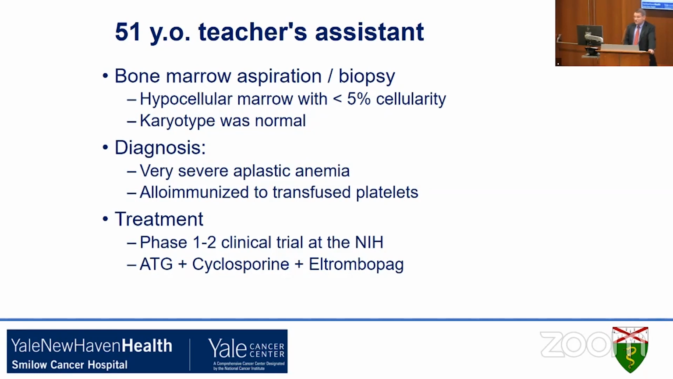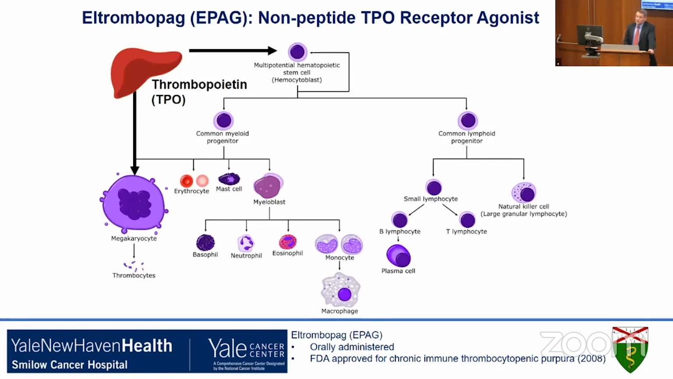So our patient who had very severe aplastic anemia started treatment on this phase 1/2 clinical trial at NIH, which looked at addition of eltrombopag to classical immunosuppressive therapy with horse ATG and cyclosporin. So why eltrombopag? Eltrombopag, or Promacta, is the medication which we have been using for patients with immune thrombocytopenia since 2008. Thrombopoietin is the molecule produced by the liver which stimulates production of platelets by stimulating megakaryocytes, platelet precursors in the marrow, to make more. It turns out that thrombopoietin also stimulates hematopoietic stem cells.